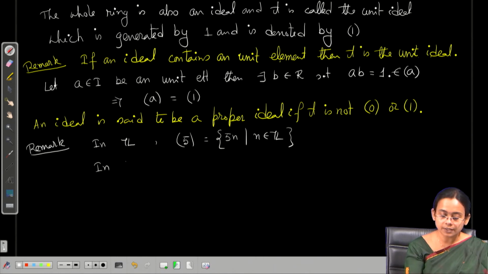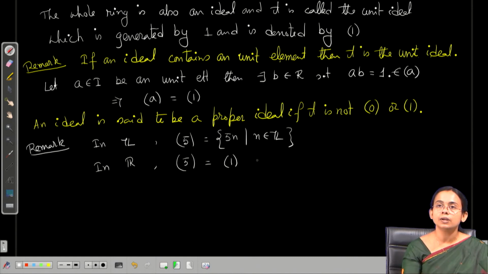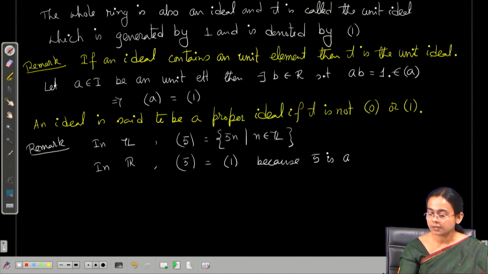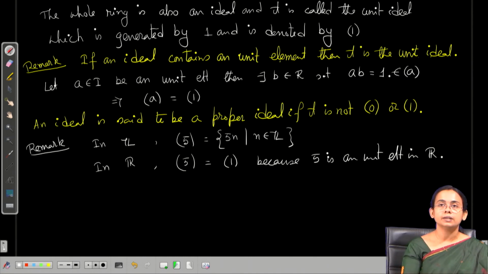But if I consider the same ideal in the real numbers, this is also a ring, then in that case I can see that this is nothing but the unit ideal, because 5 is a unit element in R. It has the multiplicative inverse 1 by 5. Therefore, it depends very much on which ring we are considering, whether it is a unit ideal or a proper ideal. In Z it is a proper ideal, whereas in R it is the unit ideal.